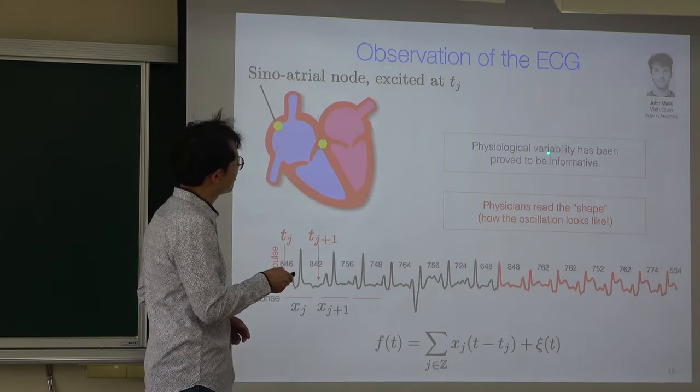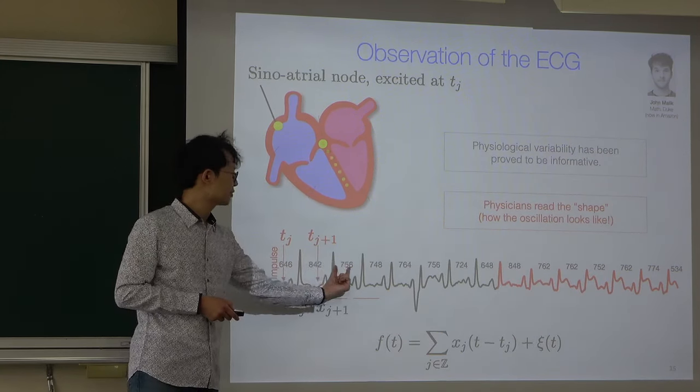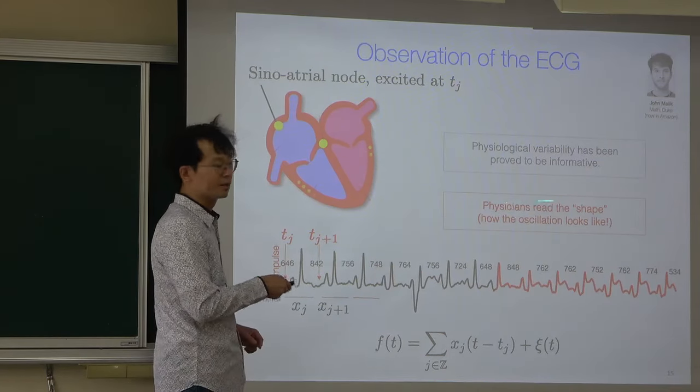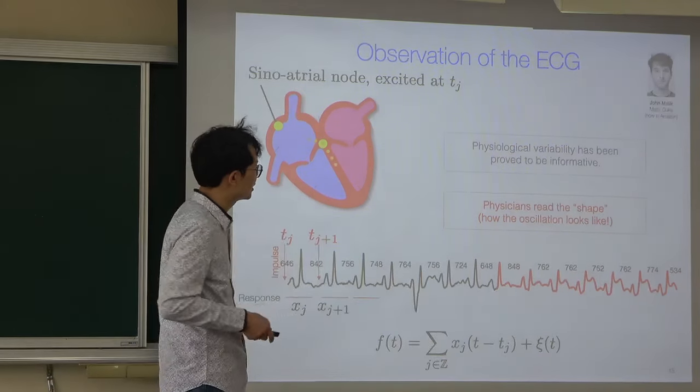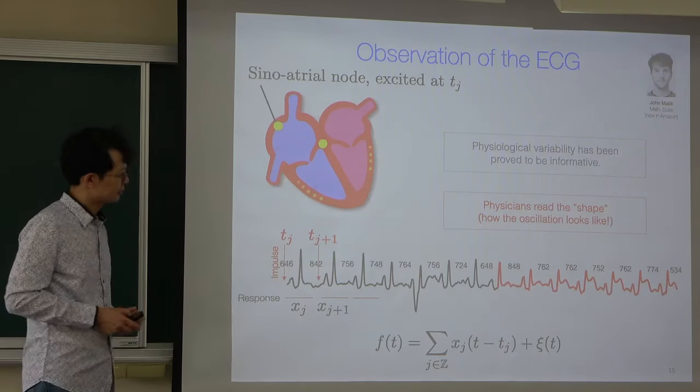So it captures two pieces of information. First, you have physiological variability, that is the heart rate variability. Second, you have the phase, you have the shape or wave-shape function that describes the local electrophysiological dynamics.